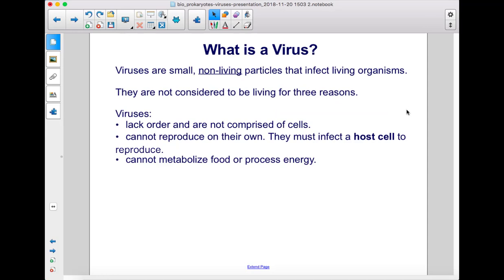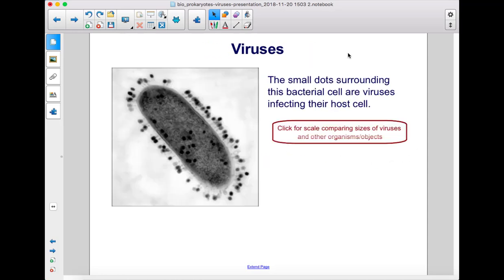Viruses are small, non-living particles that infect living organisms. They are not considered to be living for three reasons. Viruses lack order and are not comprised of cells, cannot reproduce on their own, they must infect a host cell to reproduce, and they cannot metabolize food or process energy. The small dots surrounding this bacterial cell are viruses infecting their host cell. Click for scale comparing sizes of viruses and other organisms and objects.